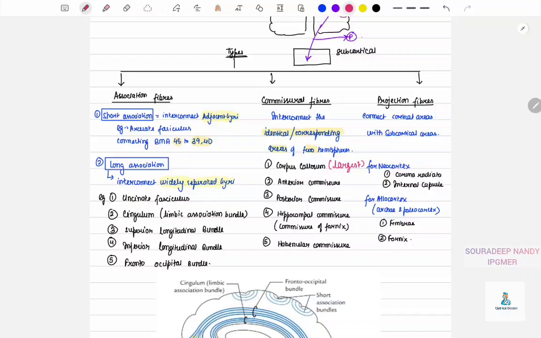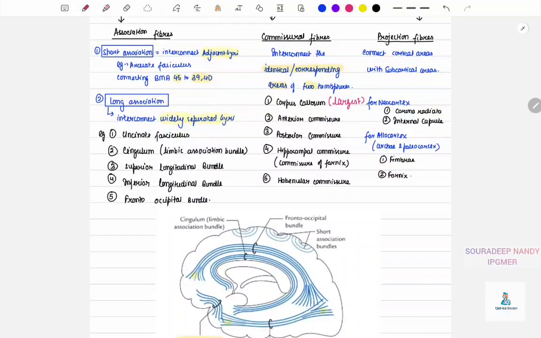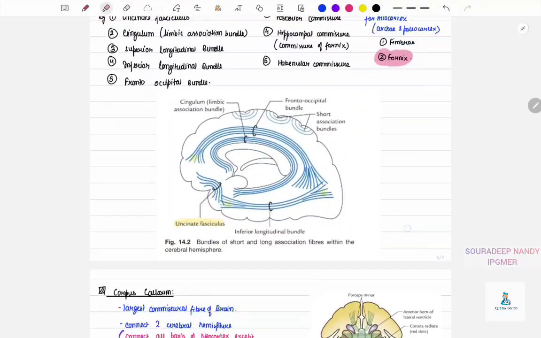Then we have the projection fibers. The projection fibers connect the cortical areas with the subcortical areas. The subcortical areas include thalamus, hypothalamus, mammillary body, brainstem, spinal cord, etc. For the neocortex, there are two projection fibers: the corona radiata and the internal capsule. And for the allocortex, that is the archicortex and paleocortex, the projection fibers are the fimbriae and the fornix. So an individual short note on fornix may come.